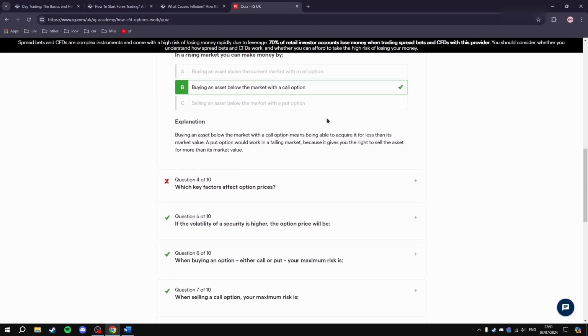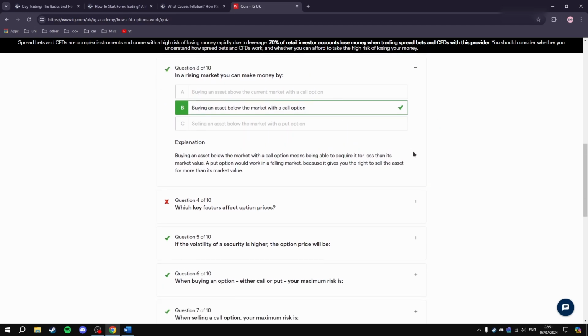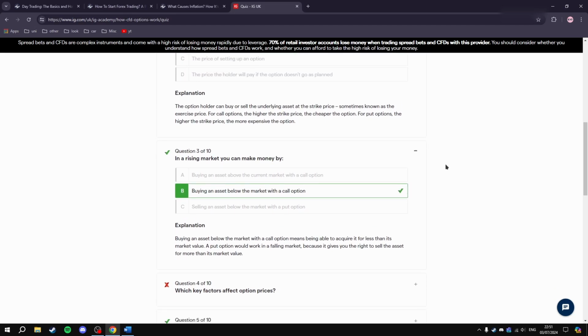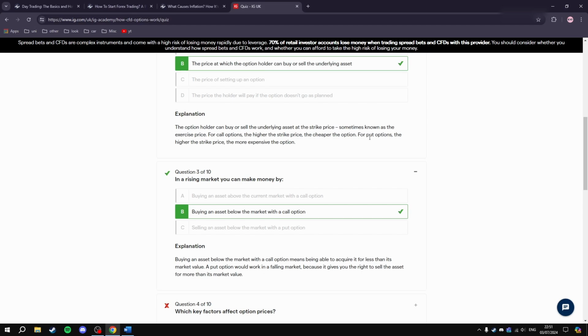So buying an asset below the market with a call option means being able to acquire it for less than its market value. Where a put option will work in a falling market because it gives you the right to sell the asset for more than its market value. Oh, I see why. Because for put options, the higher the strike price, the higher you can sell the asset at if you do exercise the option.